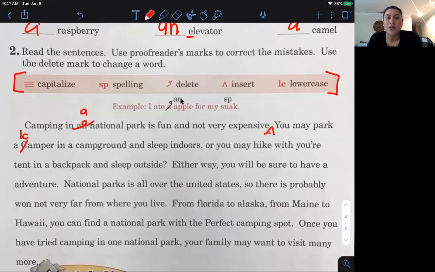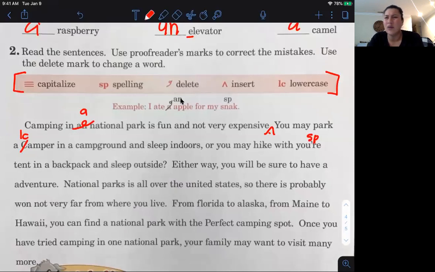All right. You may park a camper in a campground and sleep indoors. Good. Or you may hike with you are tent. Are you a tent? Can people be tents? Nope, that's spelled wrong. It's not you are, it's your. So we are going to write SP there because you are is not the right usage. We would say your, like it belongs to you. Your tent in a backpack and sleep outside?